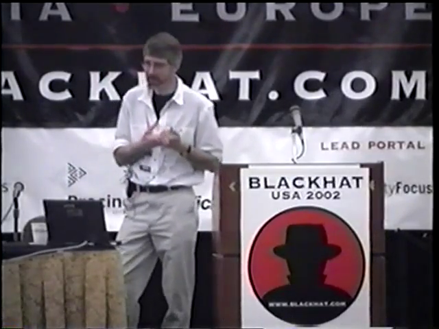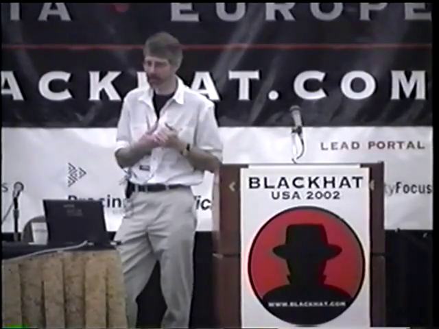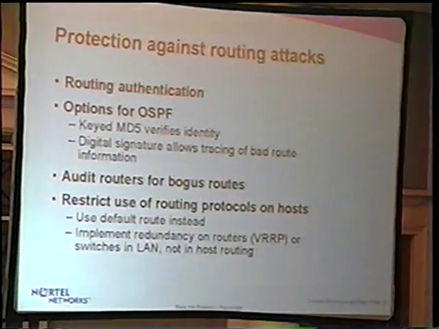So some of the protections against routing attacks, these are fairly well known. Routing authentication, you can use a hash like MD5, particularly with OSPF. You can use a digital signature, and there's also work going on in the IETF on secure routing in general, which allows tracing of the source of routes to make it a lot more difficult to attack the routing this way. You can do audits, you look at the route tables on a frequent basis.